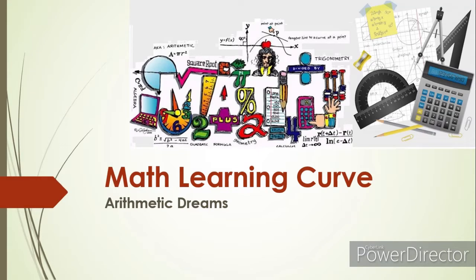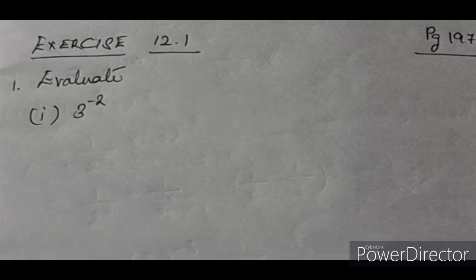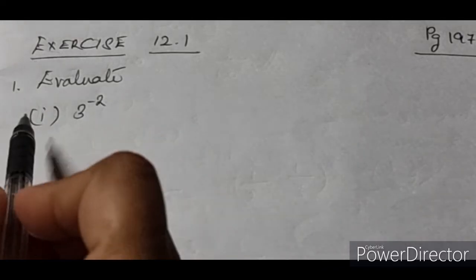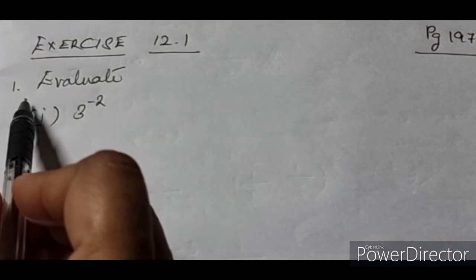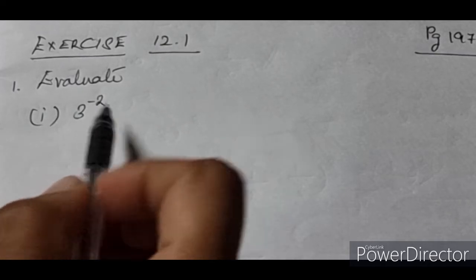Today we will see CBSE Class 8 Exponents and Powers, Chapter 12, Exercise 12.1. Let's go to the first question. Evaluate subdivision 1: 3 to the power of minus 2.